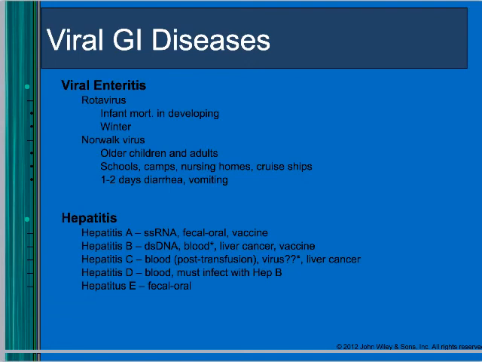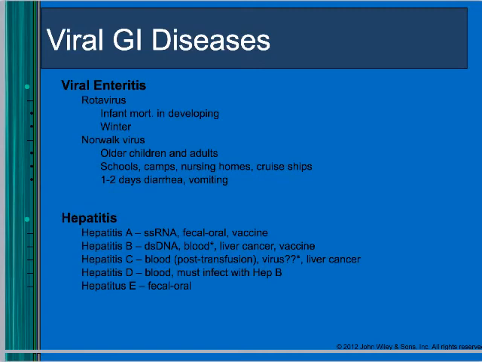Okay, now viral diseases. So we have rotavirus and Norwalk virus. Both of those cause diarrhea, and they are usually self-resolving. Okay, so hepatitis, there's a bunch of different kinds of hepatitis, right? So there's A, B, C, D, and E. There is no vaccine for C, but there is one for A and B.